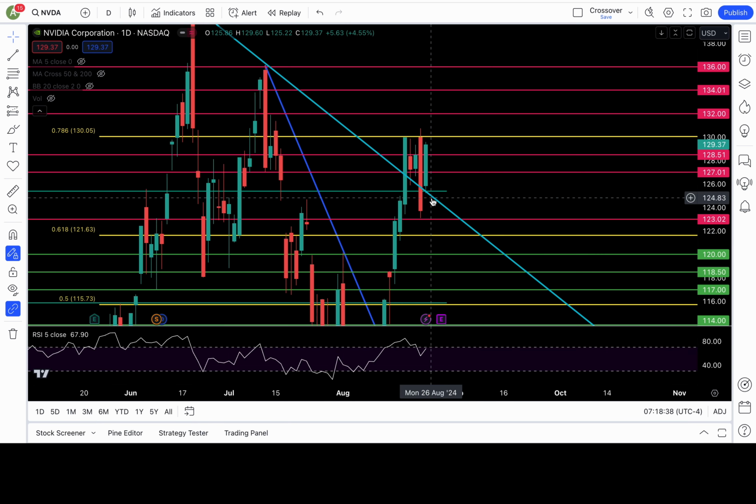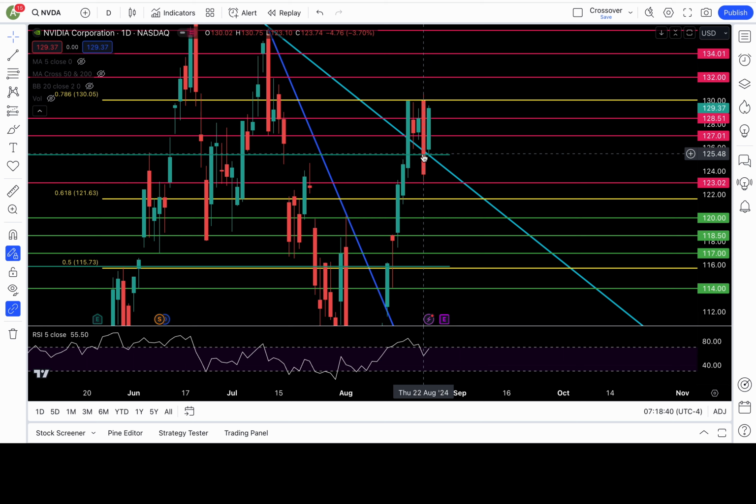NVDA also has an inside candle setup. The mother candle's range is 123 to 131. That's the range I'm watching. 123 to 131, an $8 range. Pretty decent size. As of right now, 128.5 and 130 are the next resistance levels. Now, 130 and 131 are pretty close to each other, with 131 being the mother candle's high.